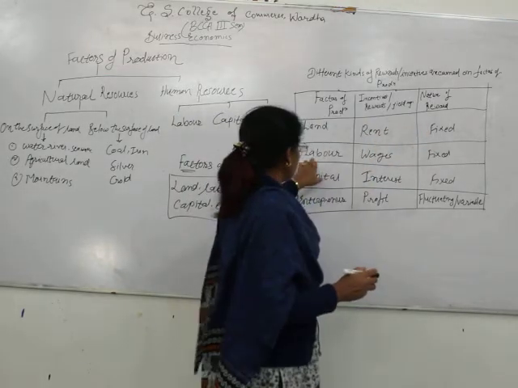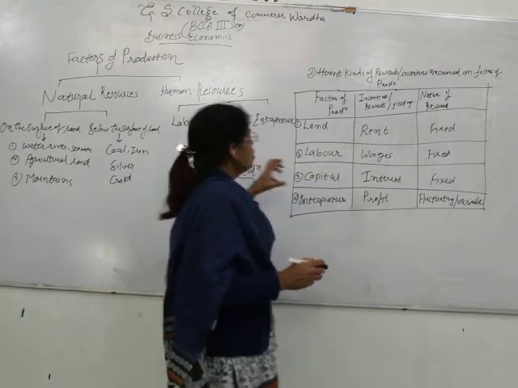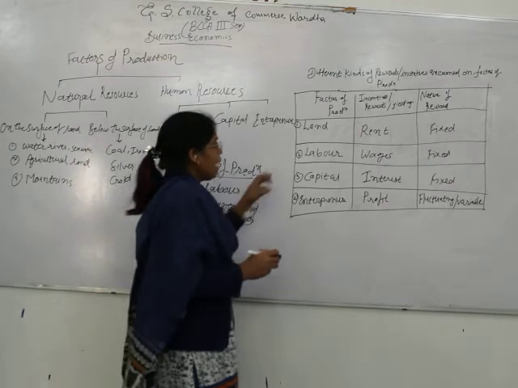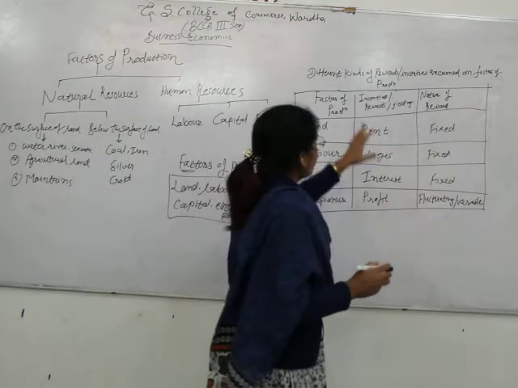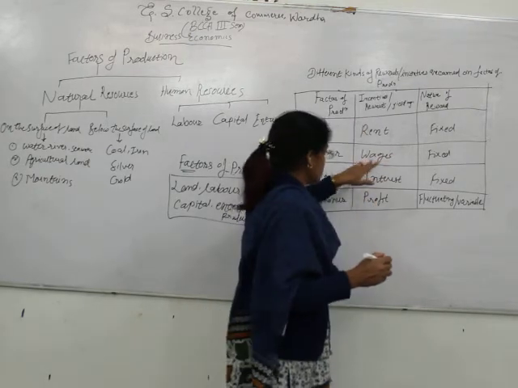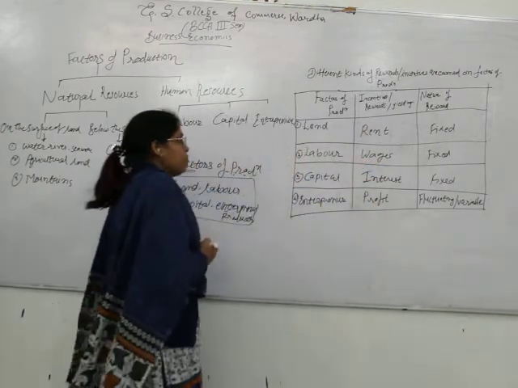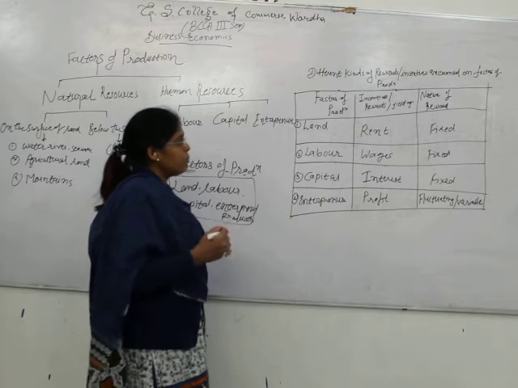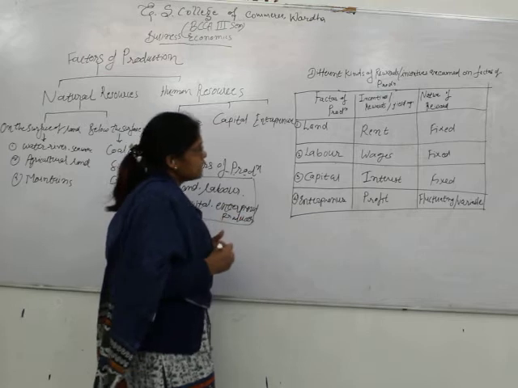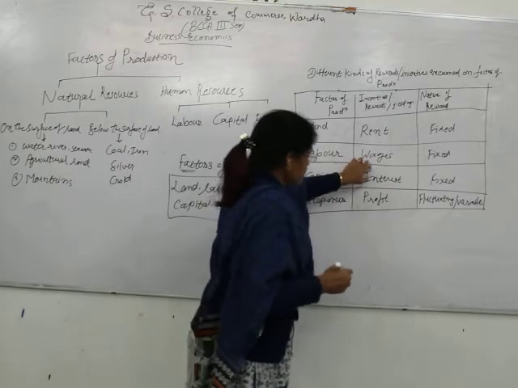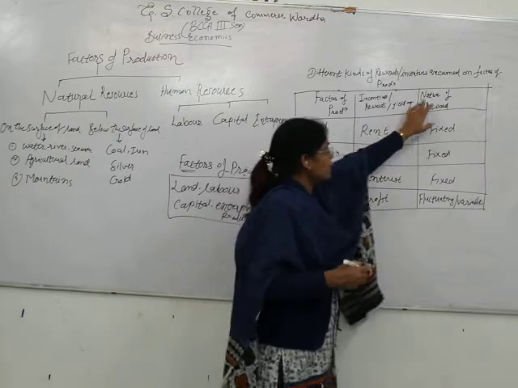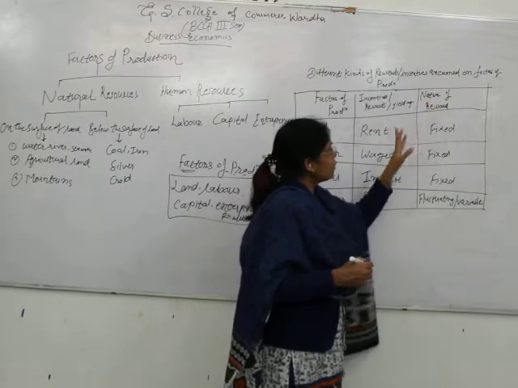Second is labor. Labor is working with some producer or entrepreneur, and the labor is getting incentives in the form of wages. The laborers are receiving their yield or incentives in the form of wages, and those wages are also fixed. That is why this third column is the nature of reward.